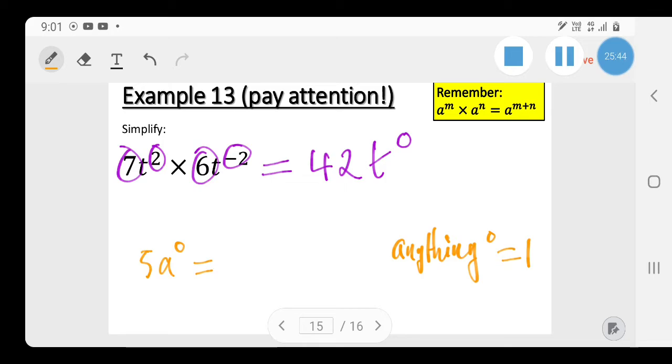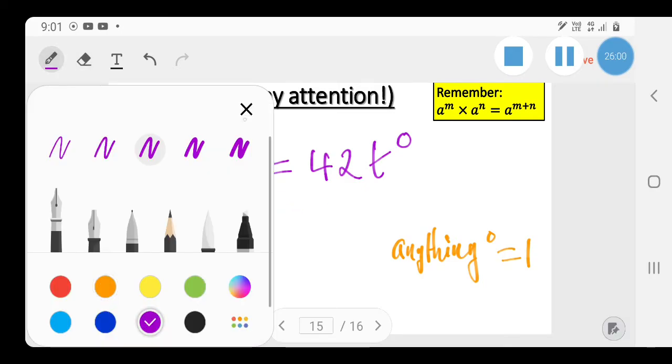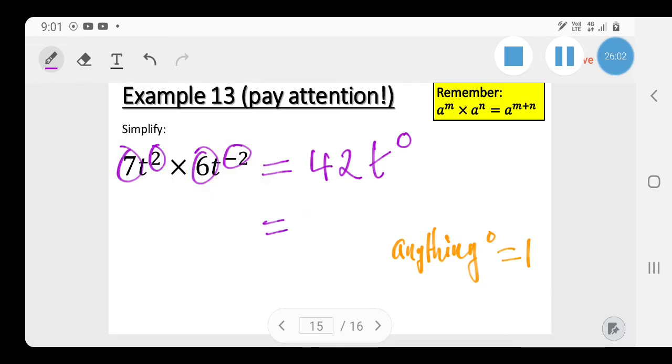5a to the 0 means 5 times whatever a to the 0 is. So that would mean 5 times 1, which is 5, not 1, okay? So, using that logic, going back to my favorite purple, 42 times t to the 0. Well, anything to the 0 equals 1. So t to the 0 equals 1. So we have 42 times t to the 0, which means 42 times 1, which is 42.